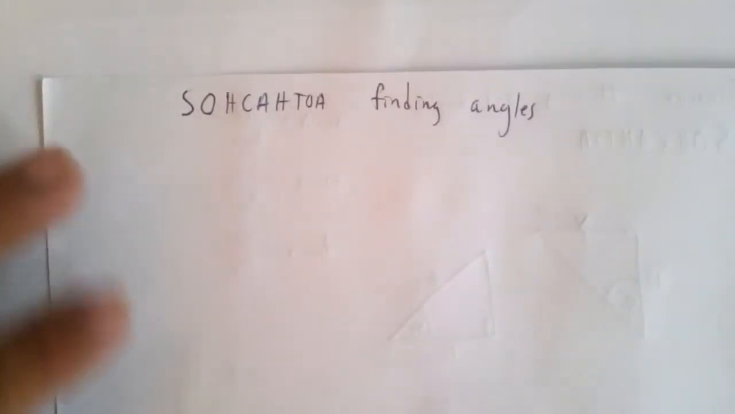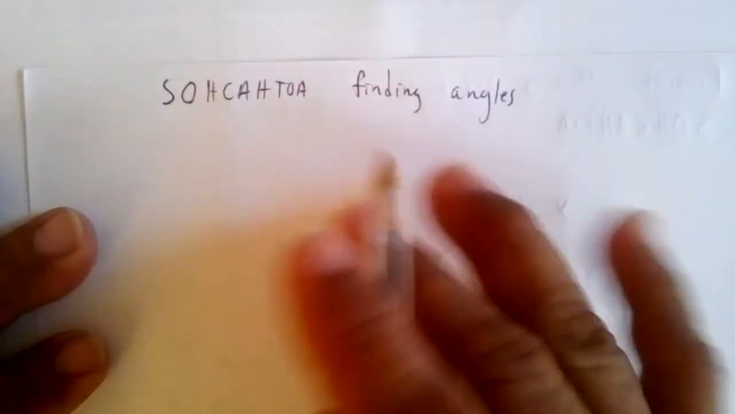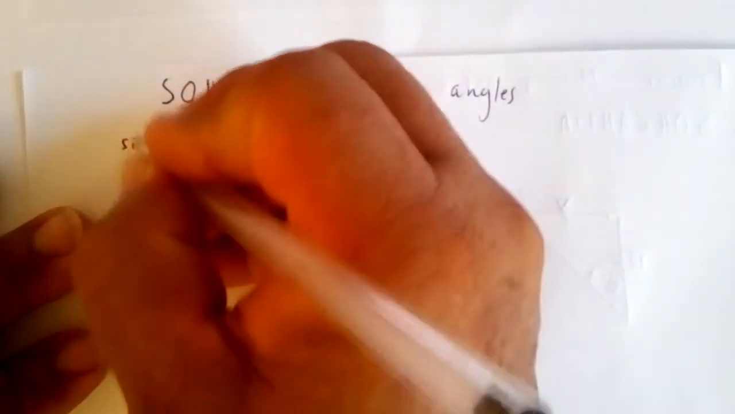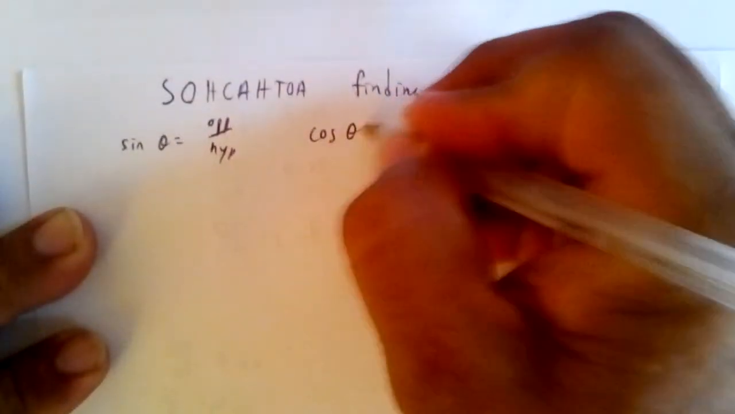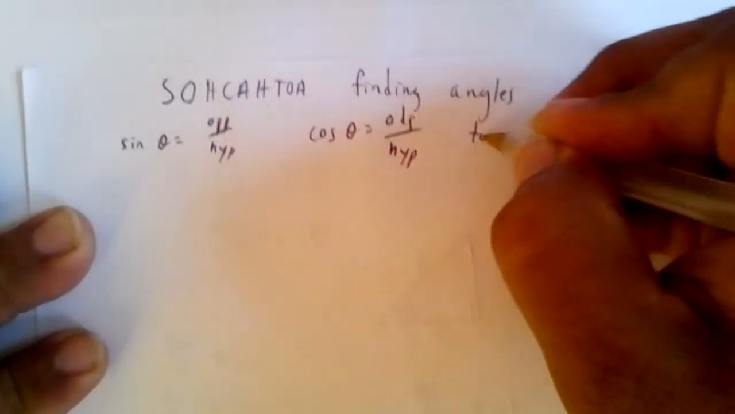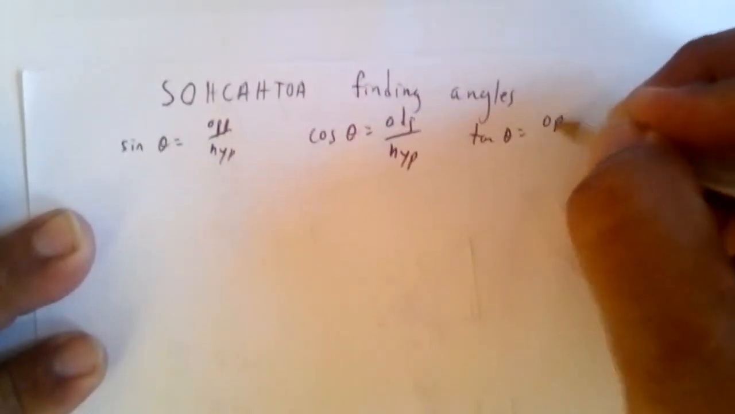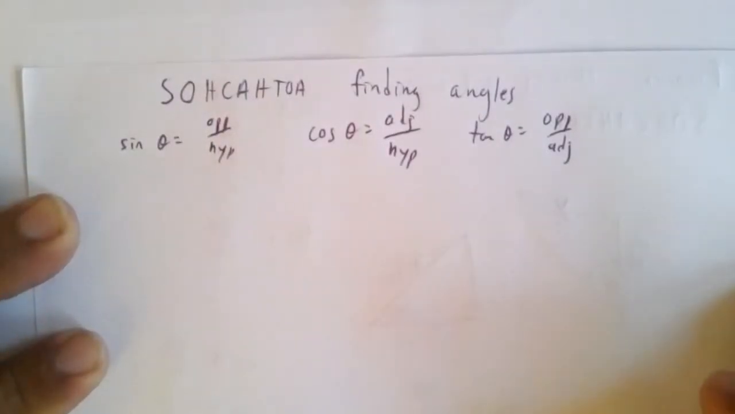Okay, in this topic we'll be finding the angles. We always need to keep in mind that the sine of an angle is equal to the opposite over the hypotenuse. The cosine of an angle is equal to adjacent over the hypotenuse. The tan of an angle is equal to opposite over adjacent. We always need to keep those three main ratios.